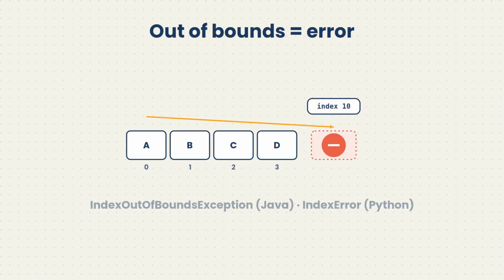One more thing students always ask: what if you use an index that does not exist, like index 10 in an array of size 4? The dynamic array does not return garbage. It immediately stops with an error, an index out of bound exception in Java, or an index error in Python, which protects you from reading memory that is not yours.